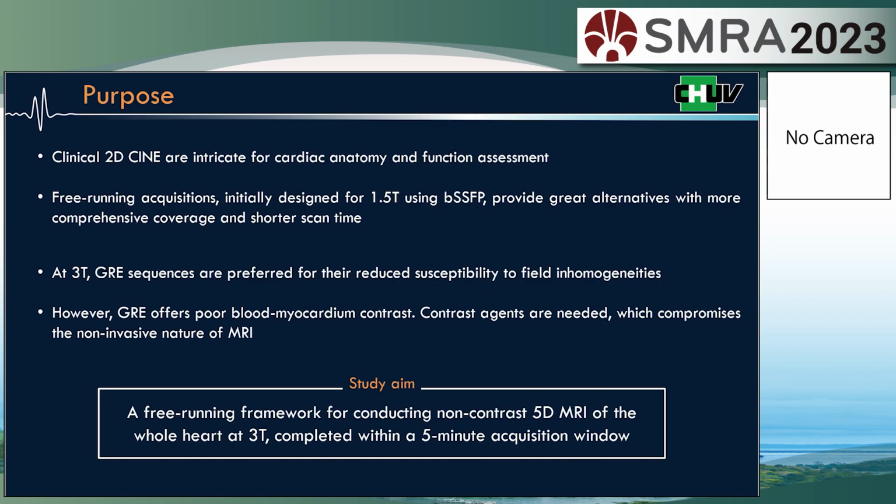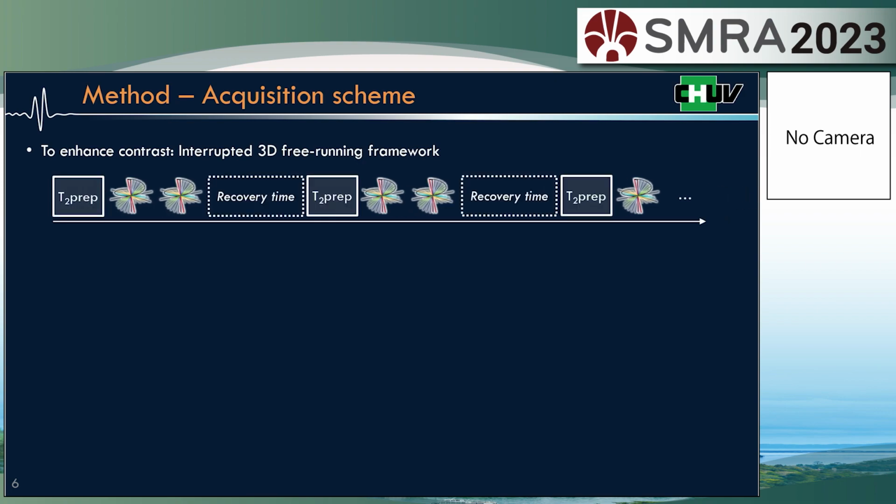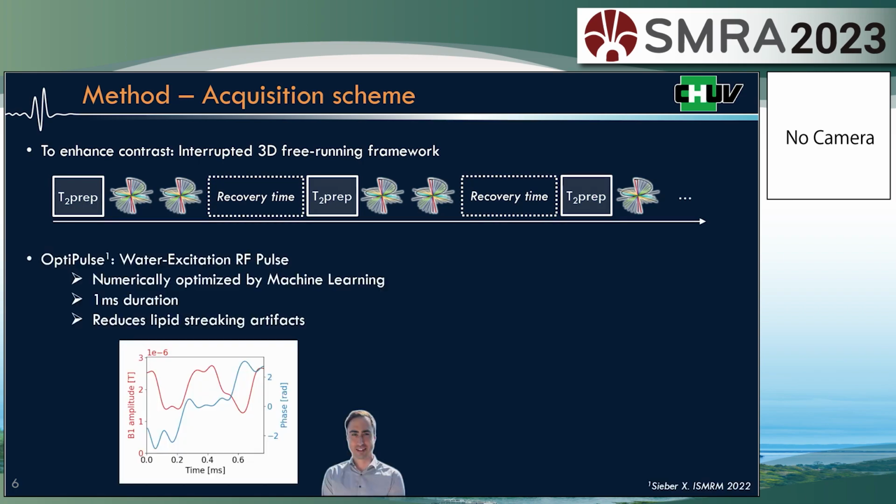So in this study, we propose a free-running framework for conducting non-contrast 5D MRI of the whole heart at 3 Tesla, in 5 minutes. First, to generate contrast, we interrupted our sequence with T2 preparation pulses and recovery time modules. Furthermore, we use water excitation RF pulses, which have essentially been designed to suppress fat, but that we use here to reduce streaking artifacts and improve the overall quality of our images.